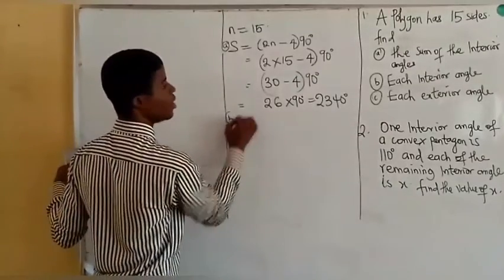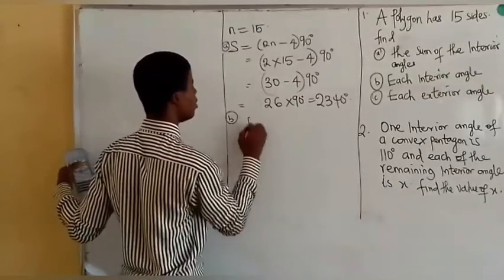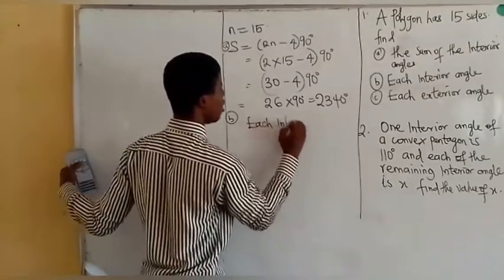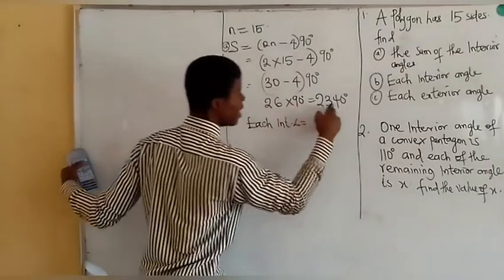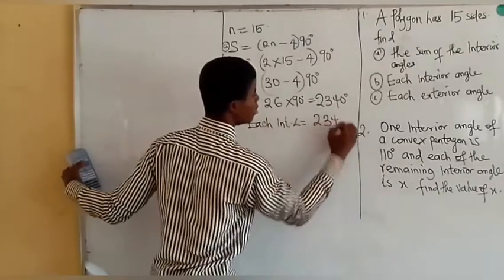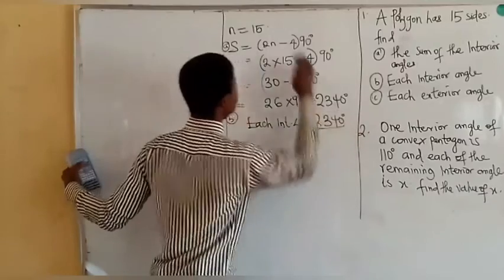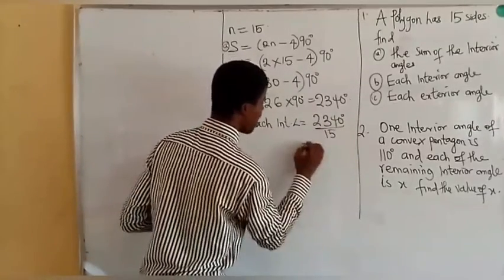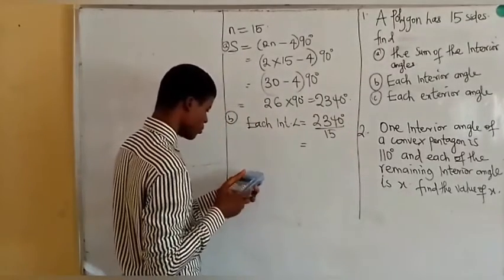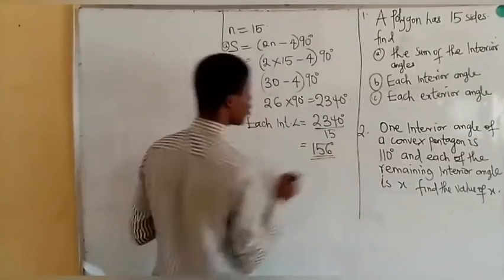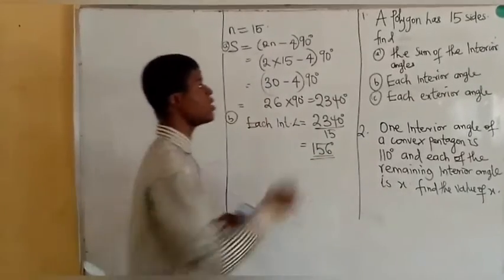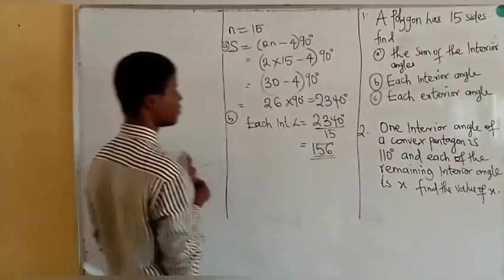Now, B says each interior angle. So each interior angle is equal to the sum of interior angles over number of sides. That's 2,340 degrees over number of sides, 15. So this divided by 15 will give us 156 degrees. So each interior angle of this polygon with 15 sides is 156 degrees.